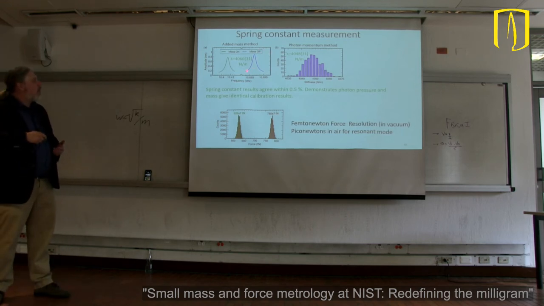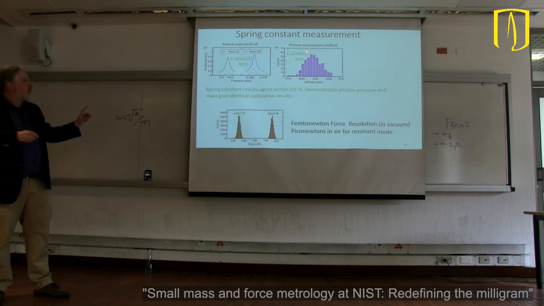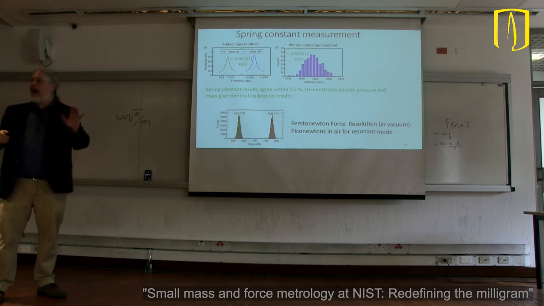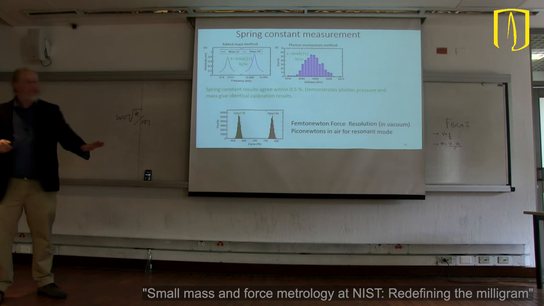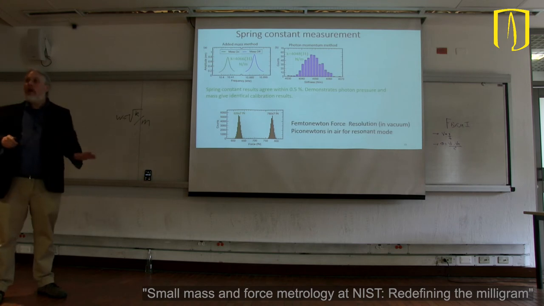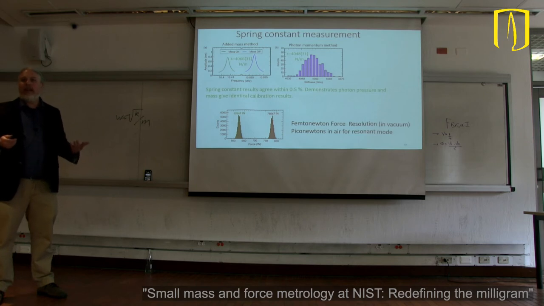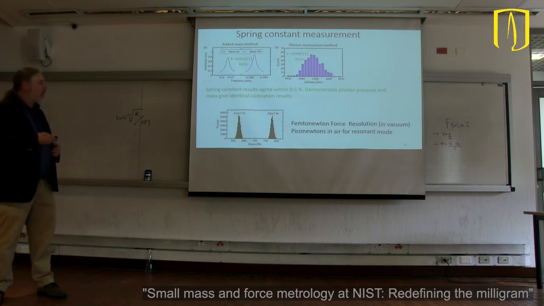So we do that, and we look at the change in resonant frequency here. The mass off, and the mass on, it increases here. That gives us a value for our spring stiffness. From the photon momentum method, we also get the spring stiffness, and they agree to about 0.5%. So we have two different methods that agree to 0.5%. We're happy with that. This will work well for people doing things like atomic force microscopy and instrumented indentation, at basically a percent level of uncertainty.